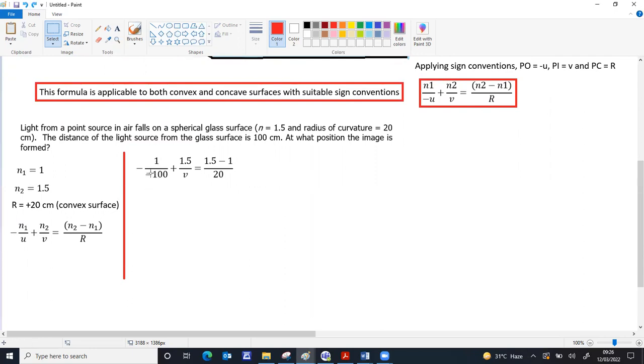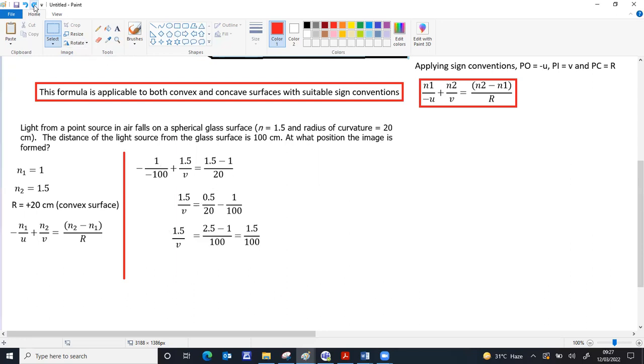You have to give additional sign conventions when you solve the questions. All the values should be given their own signs. The u value is minus 100. Then n2 is 1.5, v we don't know, 1.5 minus 1 by R is plus 20. The u value is minus 100 because it's formed on the left side, which is against the incident light. Add here.